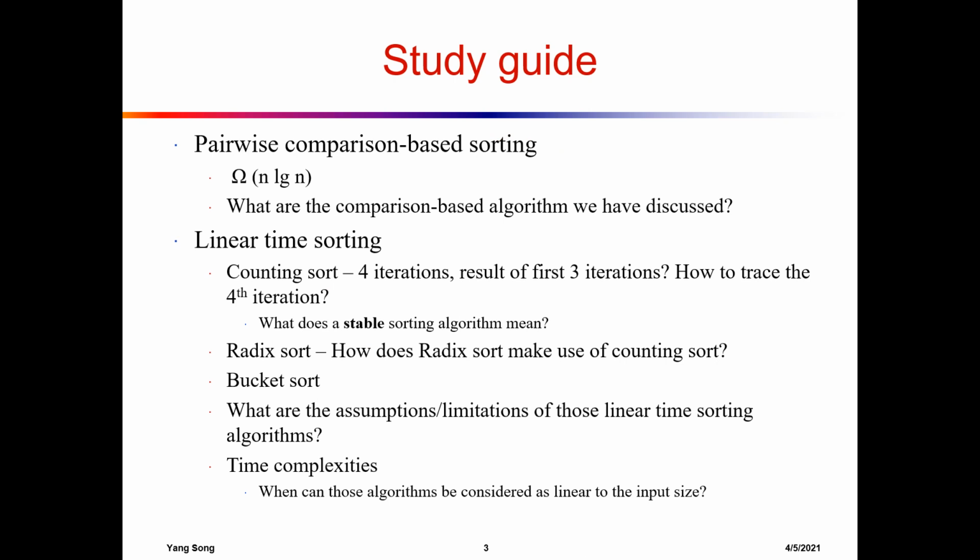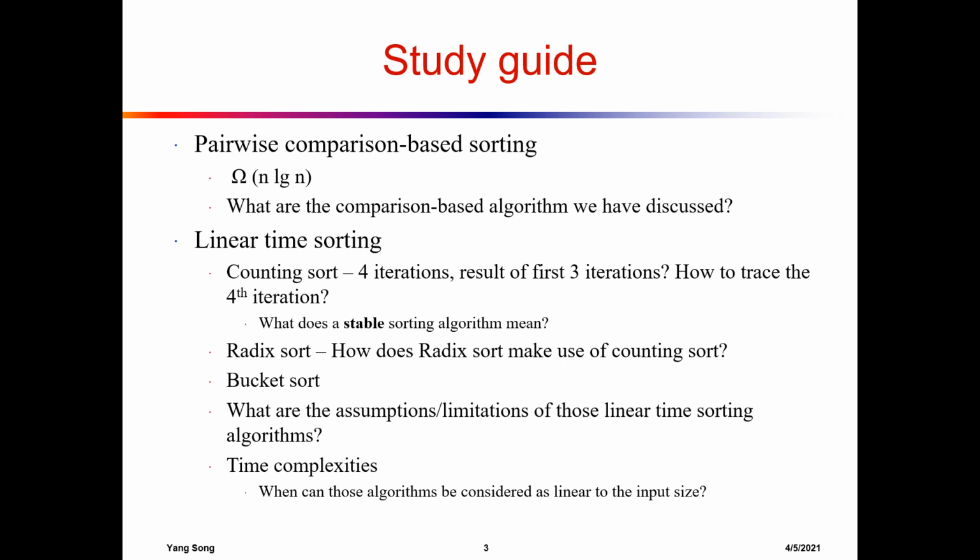Okay, and then we learned the linear time sorting. For linear time sorting, we know counting sort, radix sort, and bucket sort, and the important thing is this part. What are the assumptions and the limitations of those linear time sorting algorithms?